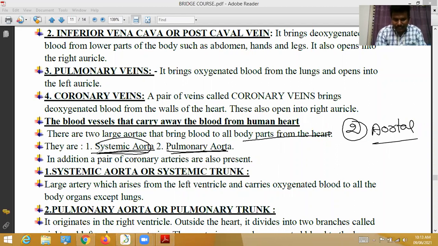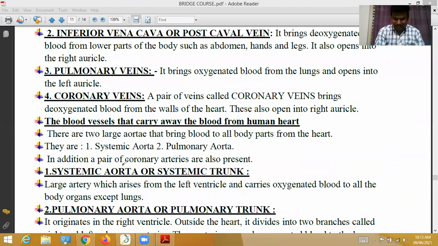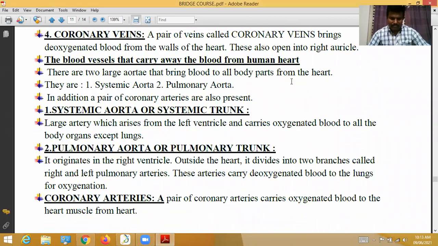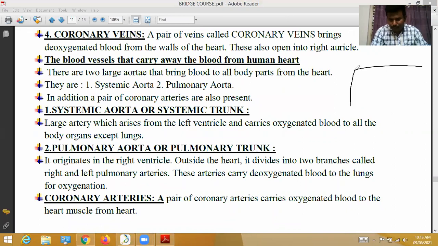In addition to the systemic aorta and pulmonary aorta, a pair of coronary arteries is also present. Those coronary arteries are present along with these. So these will bring blood to various body parts from the heart. See, systemic aorta. I will show it in the picture.